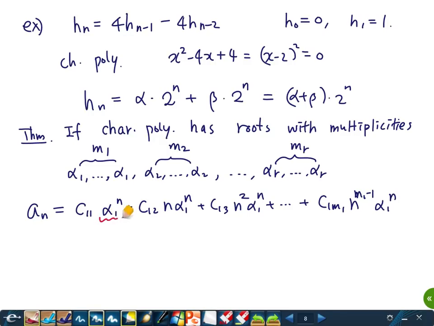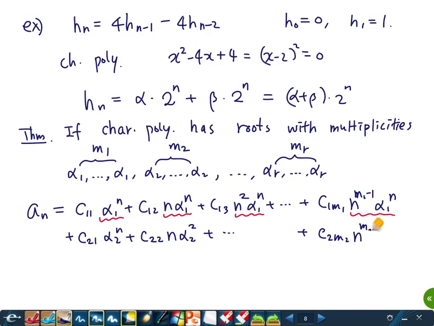In other words, these are distinct solutions coming from alpha 1 if the multiplicity is m1. So you can see we have 1, 2, 3 up to m1, m1 distinct solutions, and this is for alpha 1. And of course, we have to continue: c21 alpha 2 to the n, c22 n alpha 2 to the n, plus ..., c2m2 n to the m2 minus 1 alpha 2 to the n, and it continues, and at the end we have cr1 alpha r to the n and cr2 n alpha r to the n. This looks very complicated because I'm writing the general situation.